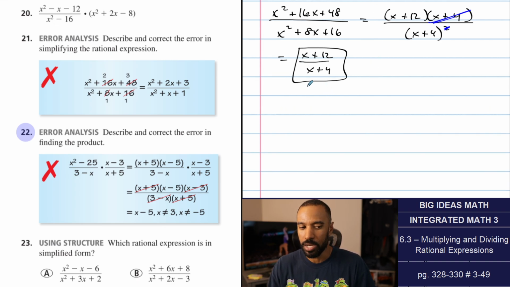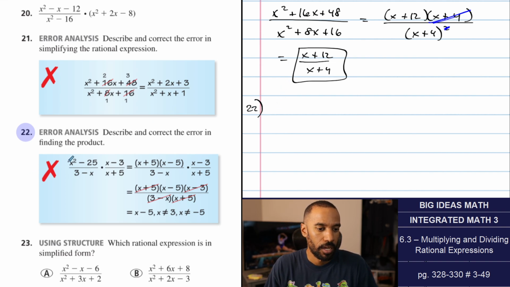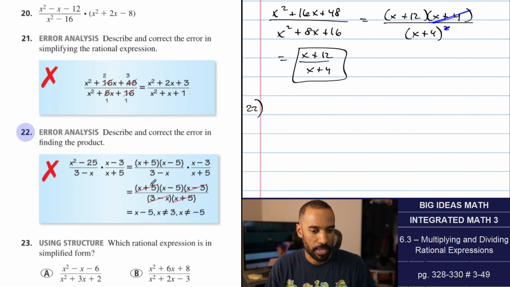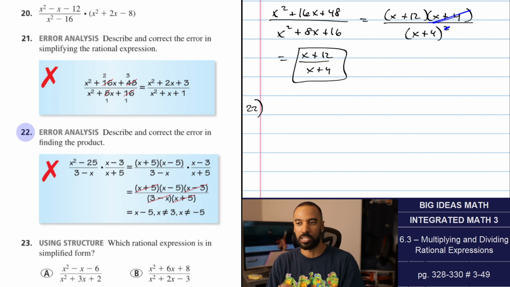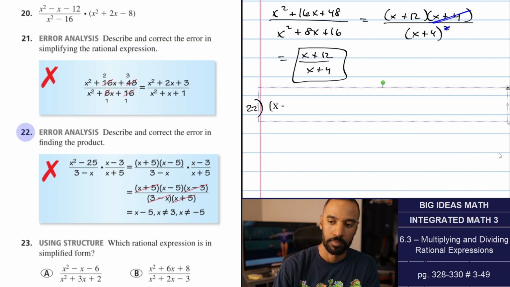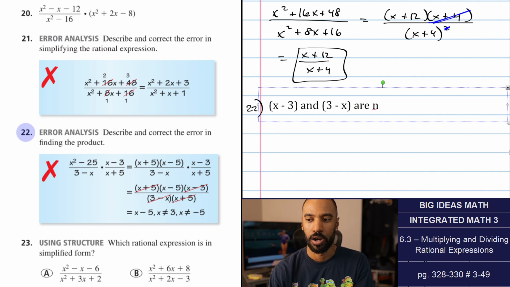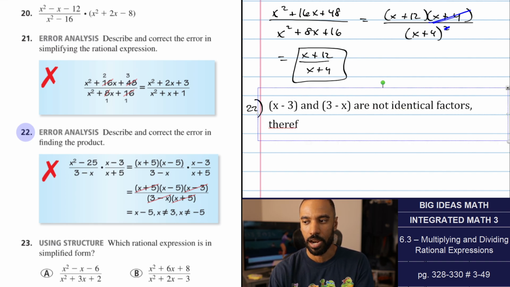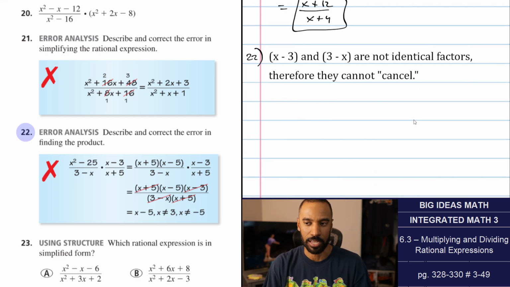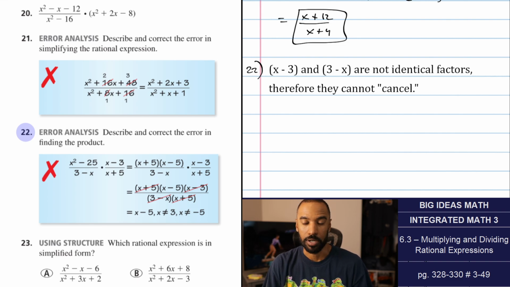Interestingly enough, we did not do one with this 3 minus x kind of thing yet, but we're doing it now. Now, what they are showing, x squared minus 25 factors to this, that's good. x plus 5 on top and bottom cancel, that's good. And then x couldn't equal negative 5. The problem is with this x minus 3 and 3 minus x, and I mentioned it in the lecture portion as well. Those are not identical factors. Therefore, they cannot cancel. They can in a way, though. It's just like saying 2 and negative 2 aren't exactly identical. 2 divided by negative 2 isn't 1. Well, it's negative 1. And that's kind of what's going to happen here.